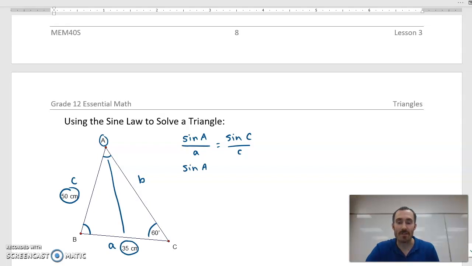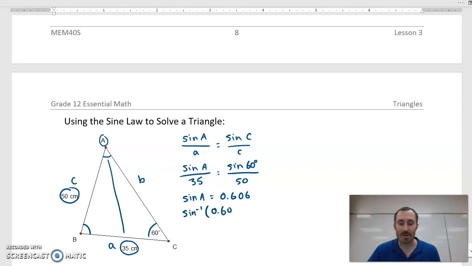Put in my numbers. I do not know angle A, but I do know that side A is 35 centimeters. I know that angle C is 60 degrees, and I know that side C is 50 centimeters. So now I'm going to do my algebra, which is multiplying by 35. And so sine A, when I do sine 60 divided by 50 times 35, gets me 0.606, etc. And so then I need to do the inverse sine of 0.606, etc. And that gets me 37.32 degrees. So that's angle A now. That's my first piece out of 3 filled in.